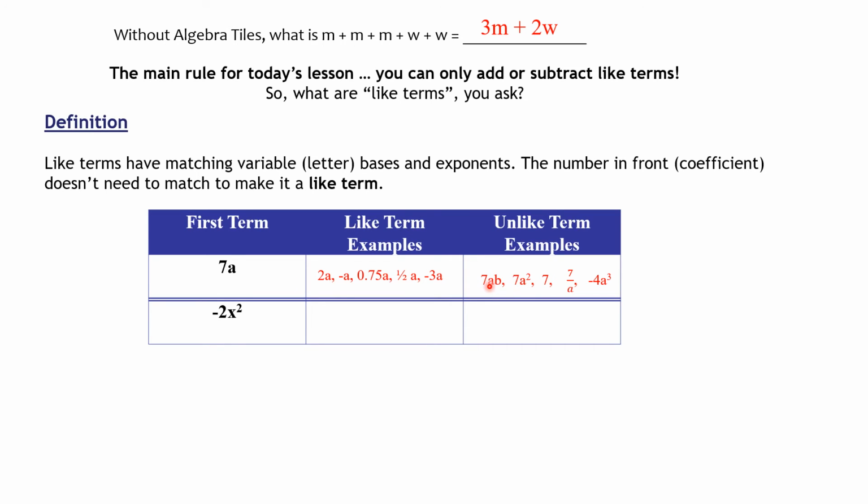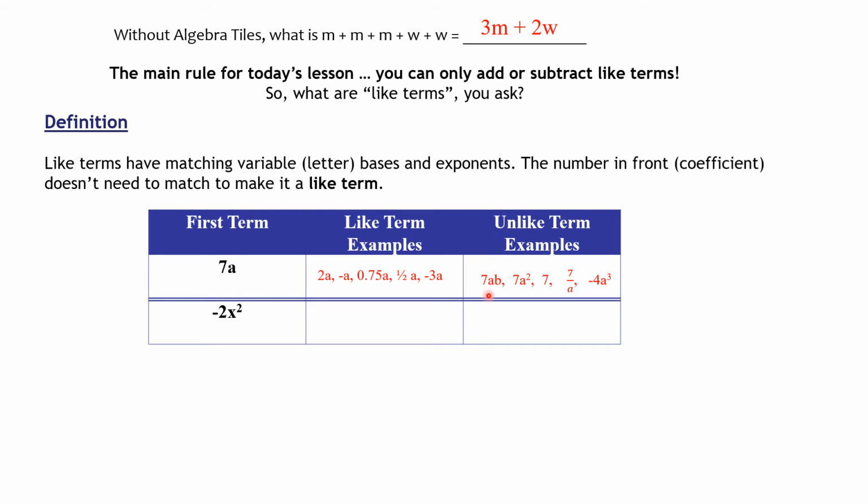And I'm specifically using 7 over and over again here, just so you don't think the number in front is different. If the number in front is the same, it doesn't matter. This is a constant, that's just 7. 7 over a is not the same either, because that's a denominator of a, and you know from your exponent rules that when you have something on the bottom, it's not the same as it being on the top. And negative 4a cubed, well, that's not the same either. It's completely different exponents. So those are unlike.